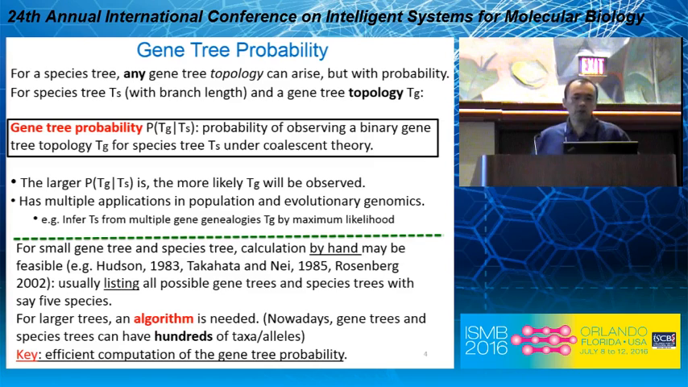So for computing this gene tree probability, if the trees are small, people have done the calculation by hand. These are classic papers that trace back more than 30 years. They usually just consider drawing on a paper and saying what kind of scenario can happen. But for larger trees, the algorithm is needed, because nowadays we have hundreds, maybe even thousands of populations or alleles. So in this case, you do need an algorithm.